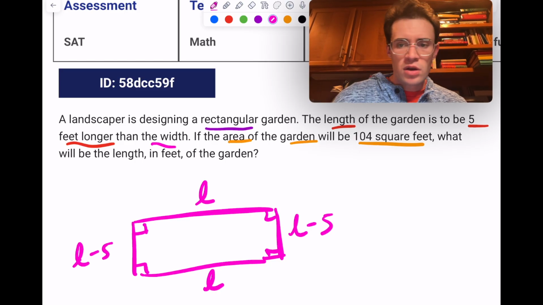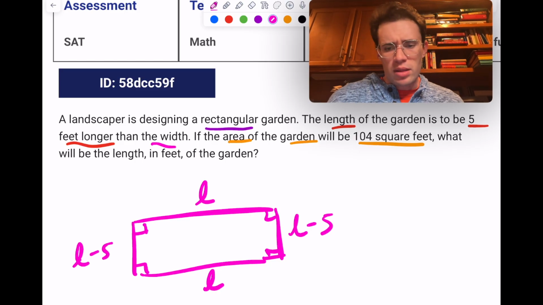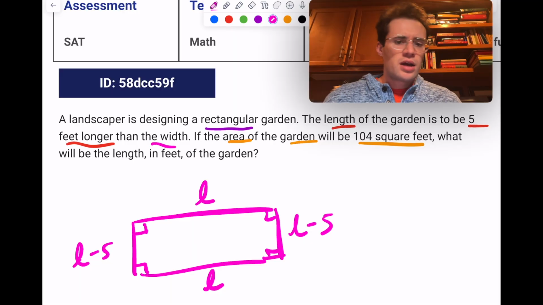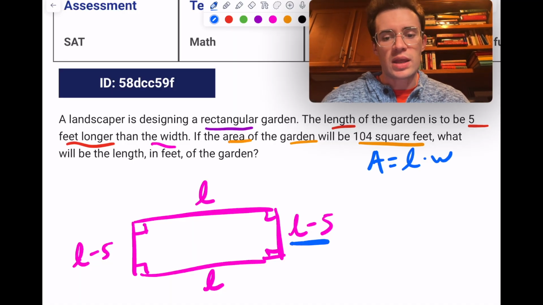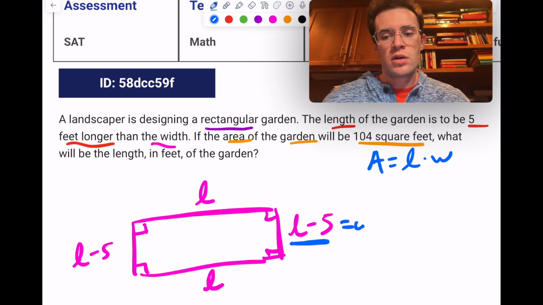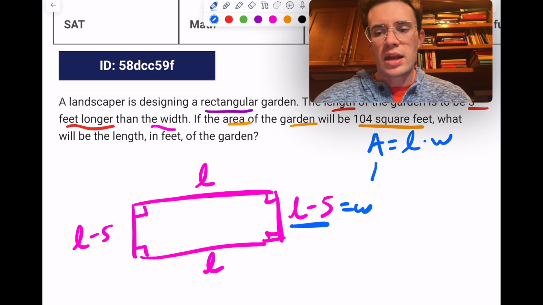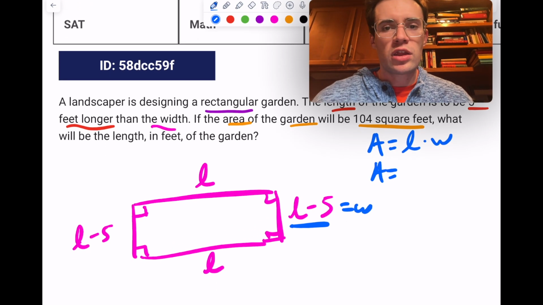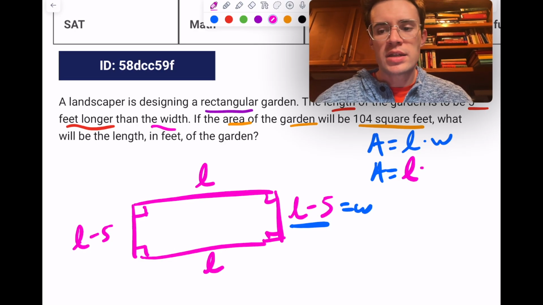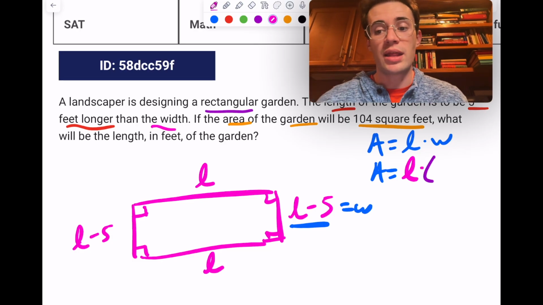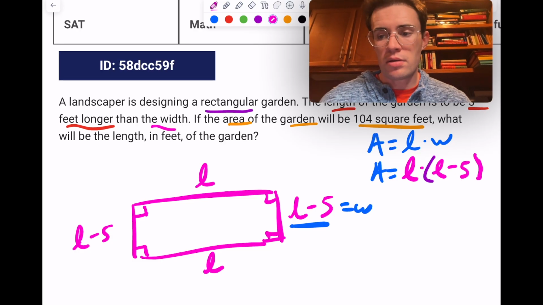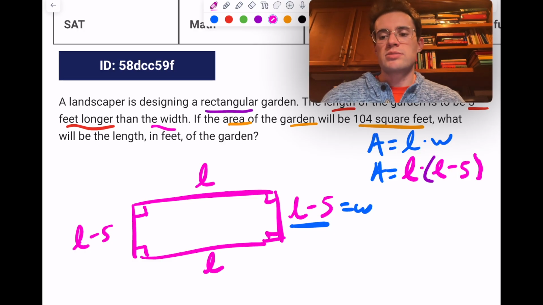L minus 5. All right, the area, I didn't have to write them all out. I was thinking it was perimeter. But the area of a rectangle is just length times width. In this case, our width is the L minus 5, so we would just plug that in. We get the area is equal to the length, L, times the width, which is L minus 5. And I'm going to put that L minus 5 in parentheses, so I know I'm multiplying the entire width, the L and the minus 5, by the length. All right, so we get L times the quantity L minus 5.